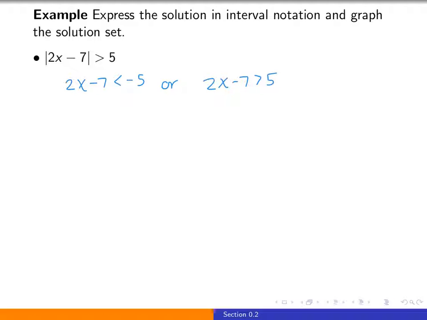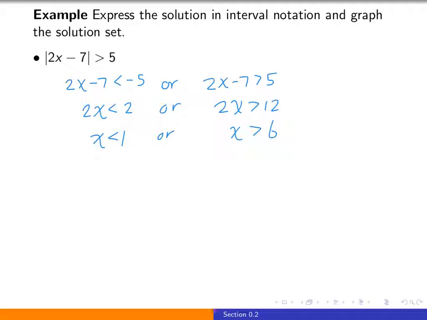So 2x minus 7 less than minus 5. Add 7 to both sides. 2x less than 2. Divide by 2. x is less than 1. For the second inequality, proceed similarly. Add 7 to both sides. 2x is larger than 12. Divide by 2. x is larger than 6.